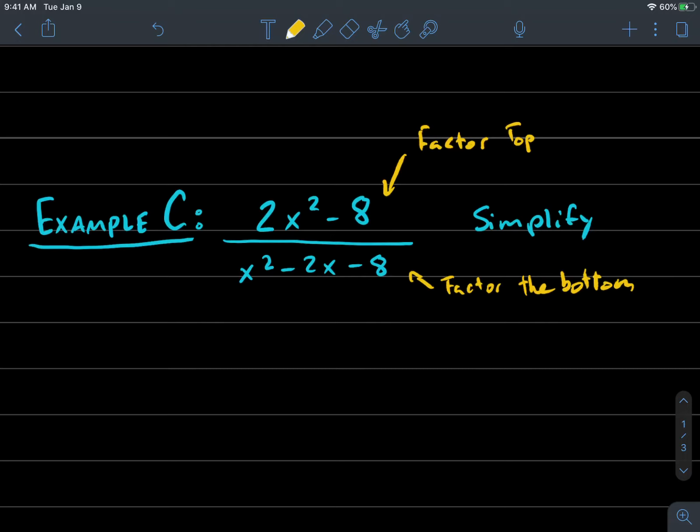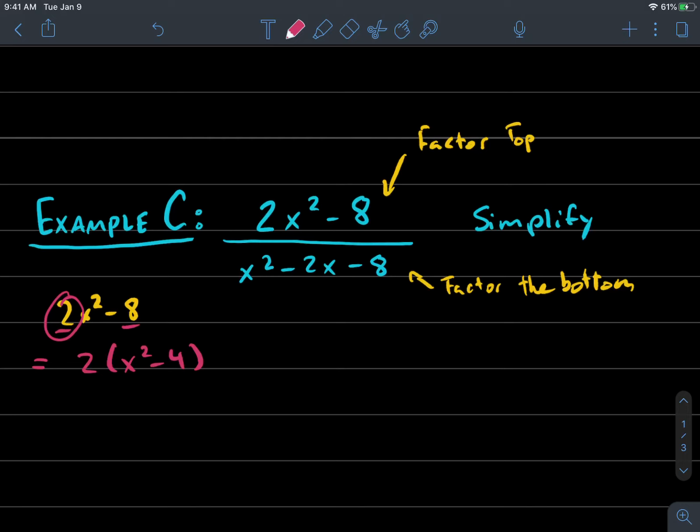All right, so we're gonna factor the top. We have 2x squared minus 8, right? So right off the bat, I can tell you that this has a 2 and this has a 2, right? So we're gonna pull that 2 out. So you're gonna rewrite this as 2 times (x squared minus 4).